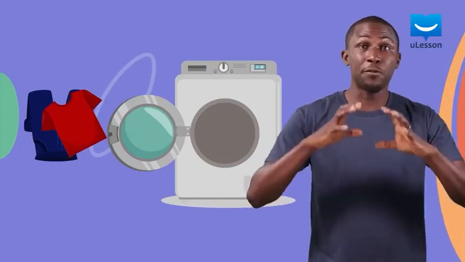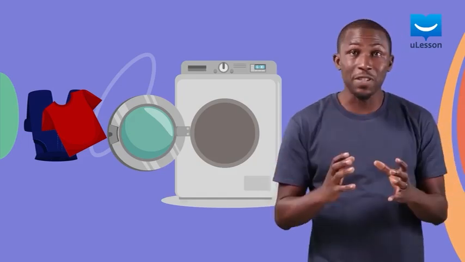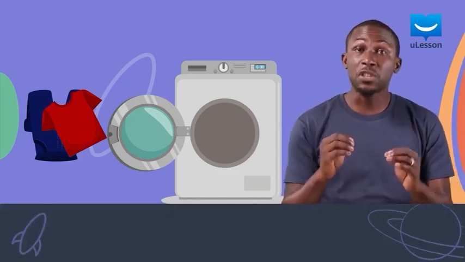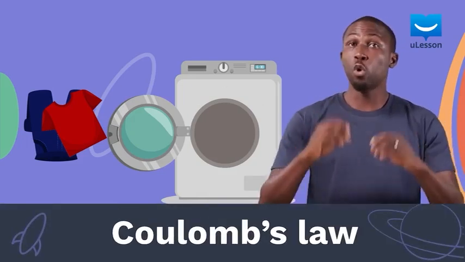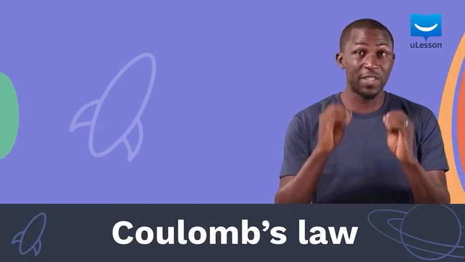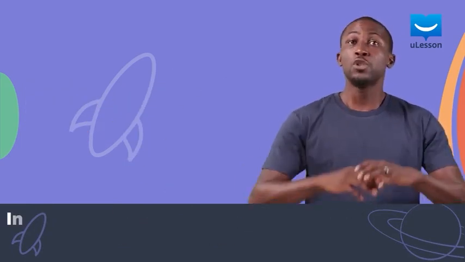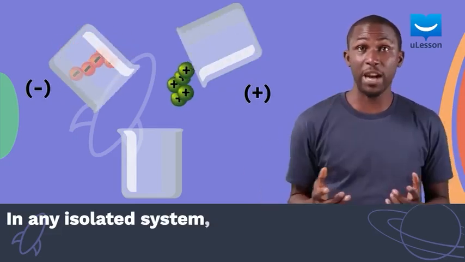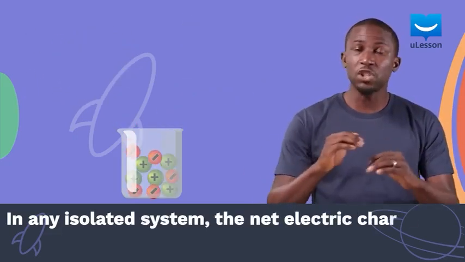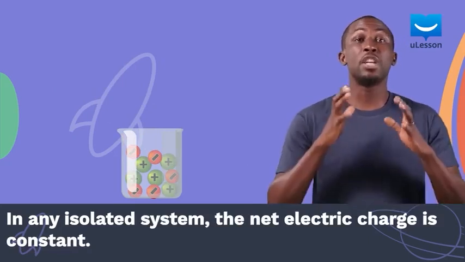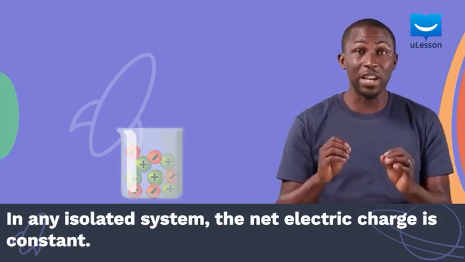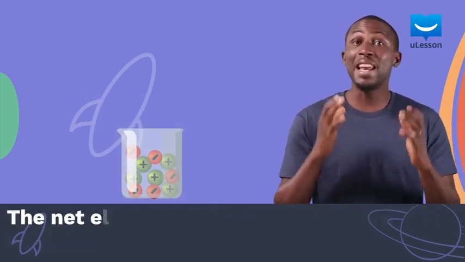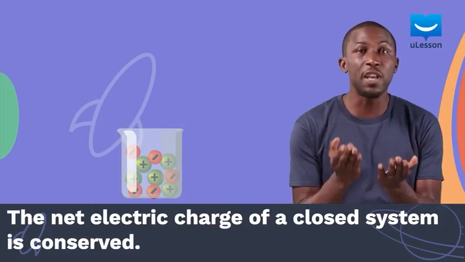Now, these electrostatic phenomena arise from the forces that electric charges exert on each other, and they are described by Coulomb's law. We'll also look at what Coulomb's law says in our subsequent lessons. In any isolated or closed system, including chemical and even nuclear reactions, the net electric charge is constant. That is, the algebraic sum of the fundamental charges remains the same. We can also say that the net electric charge of the system is conserved.